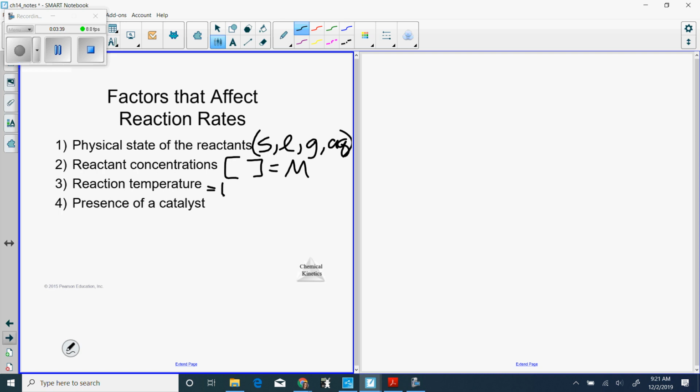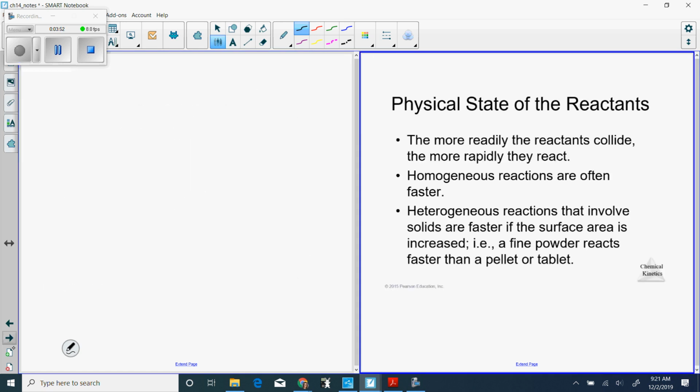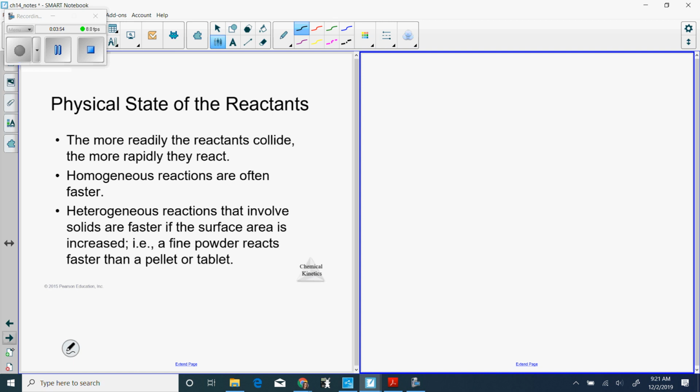Temperature is the same thing as kinetic energy. We learned that already. That can change a rate. And then catalyst is this big bio concept that we're going to do a whole section on at the end. Okay? So how do I make things faster? The more that things collide, the faster they're going to react.